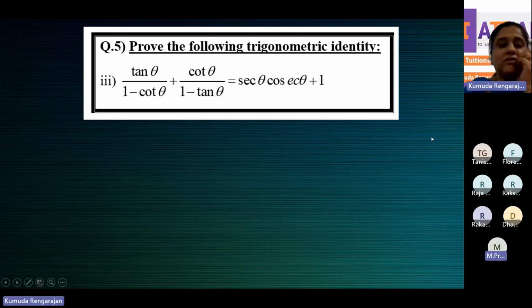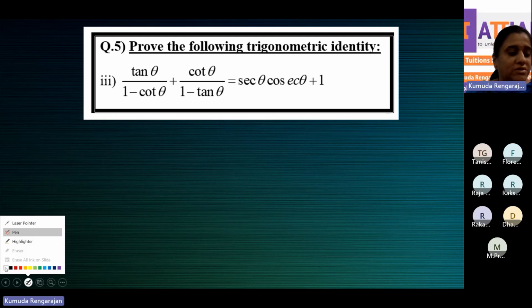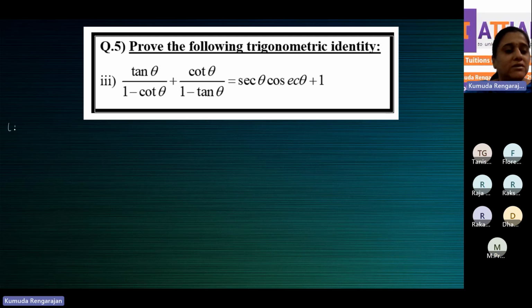Yes, children, this is the next one. Somebody's mic is enabled. Please disable your mic. Take up the LHS. Tan theta by 1 minus cot theta plus cot theta by 1 minus tan theta.